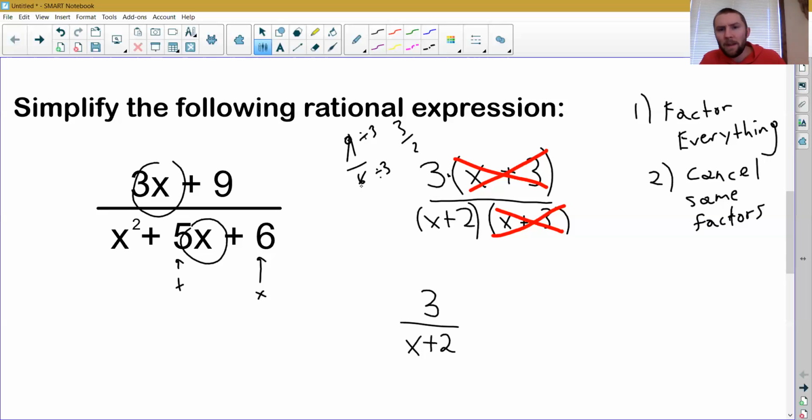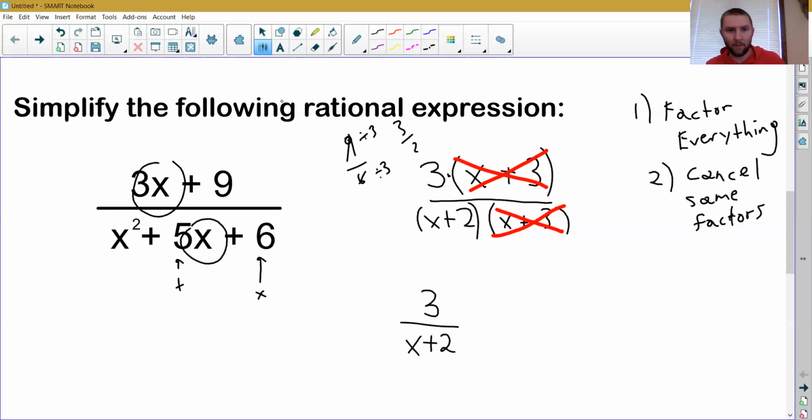So make sure that you don't cancel things too early just because you see the same thing on the top and bottom, okay? Unless it is multiplied to something else, you cannot cancel the same thing on the top and bottom if they are connected with addition signs, okay? And I will reiterate that as many times as I possibly can throughout this chapter, all right? So that is the first example where we have a quadratic that we need to factor into our sets of parentheses. We have a linear expression that we can factor out a common number.